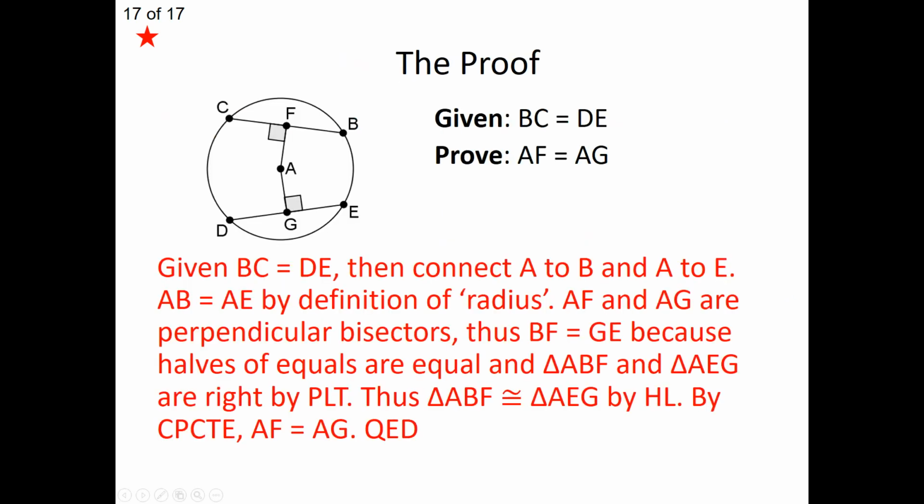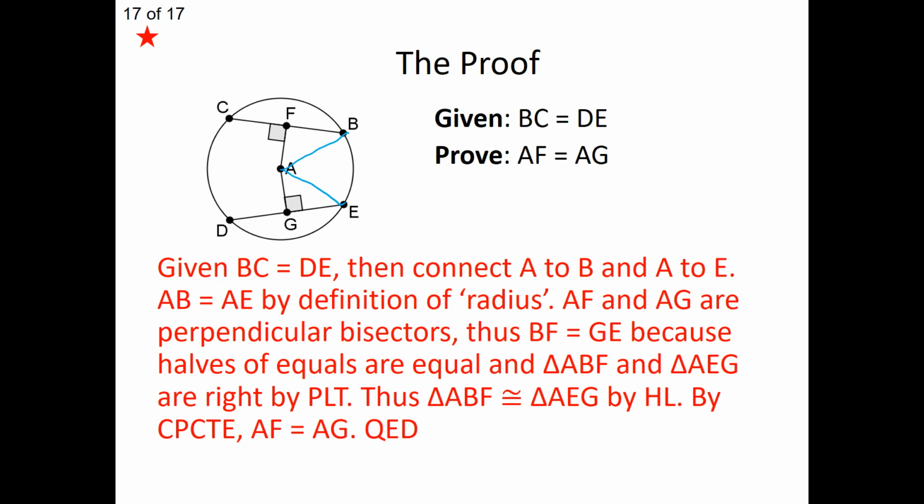So the proof of this one actually is not too tricky because we're going to use some of the previously proven theorems that we saw earlier about diameters or radii that are perpendicular to a chord, and what we can learn from that. So we're given, again, BC and DE are equal. We're going to prove that AF and AG are equal. How are we going to do this? We're going to go through congruence one more time. So given BC and DE are equal, let's connect point A to point B and point A to point E. Now you notice that we formed two triangles, AFB and AGE. We're going to prove that those two triangles are in fact congruent to each other.